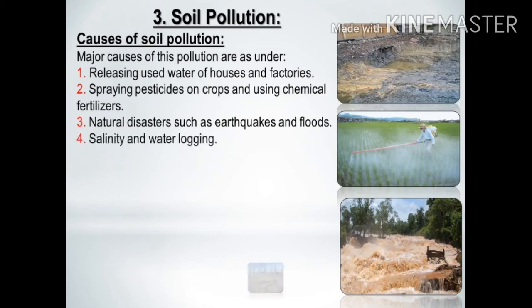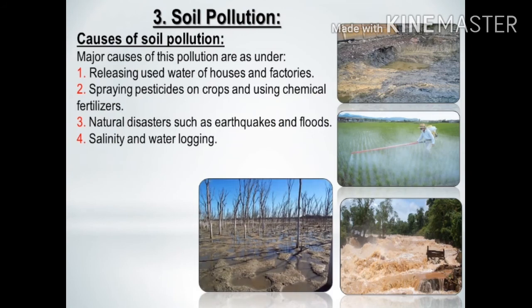Number 4, salinity and waterlogging. Students, this is a picture related to salinity and waterlogging. What is salinity? When the amount of salt in our land increases and comes over the surface, it causes salinity. What is waterlogging? When a large amount of water reaches our land or soil and the water amount keeps increasing, it causes waterlogging. Salinity and waterlogging are both causes of soil pollution.